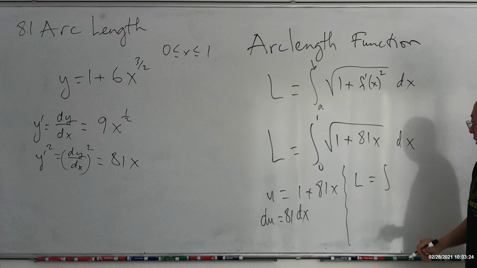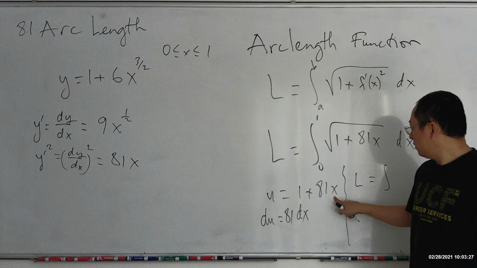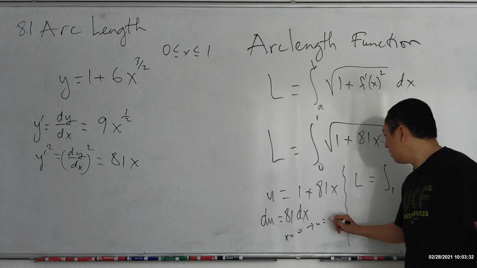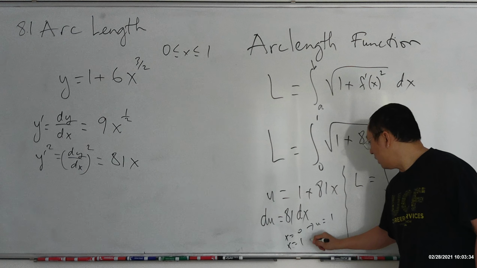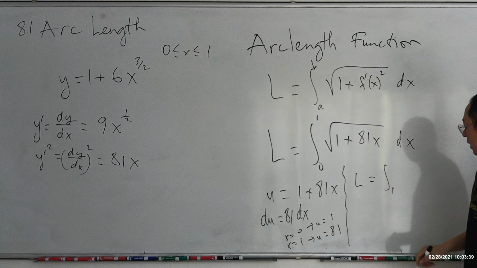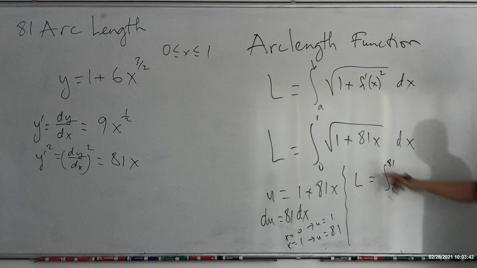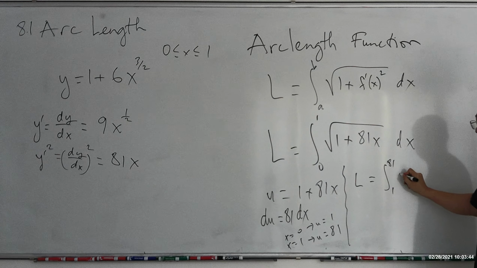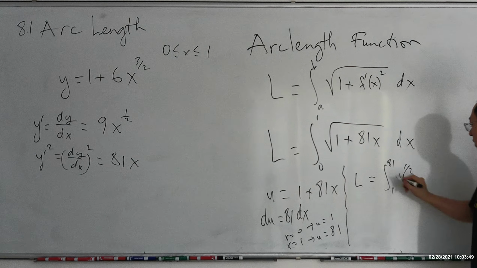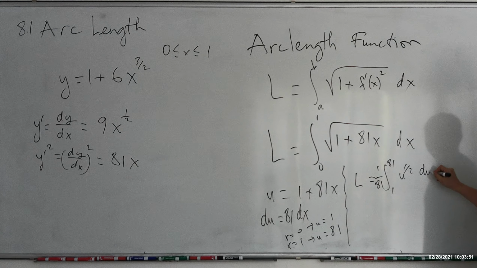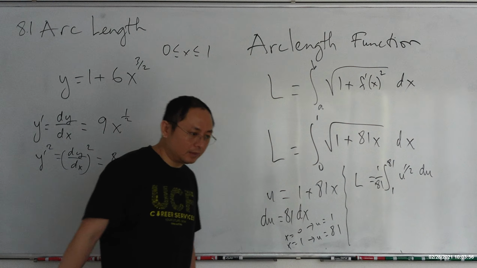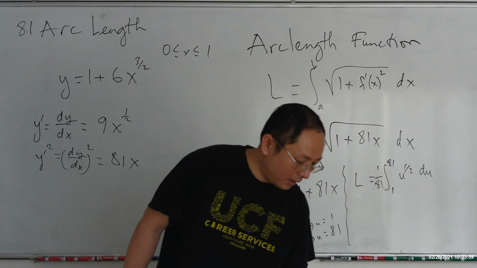When x is 0, u is 1. When x equals 1, u is 82. I plug x equal to 0, I get 1. Plug x equal to 1, I get 82. So 82 up here, square root of u, so u to the 1/2, and then dx is 1 over 81 du. I'm glad you can do this one easily. Okay, move on.